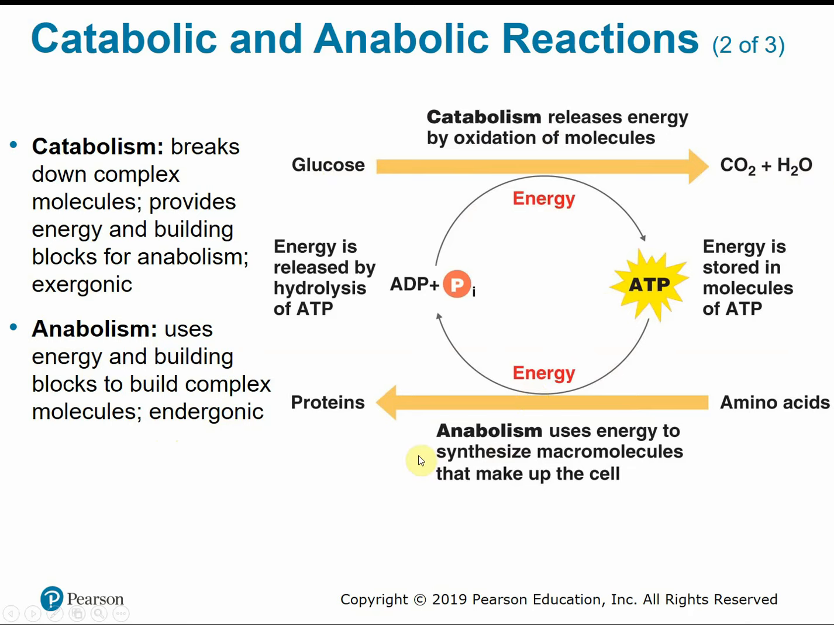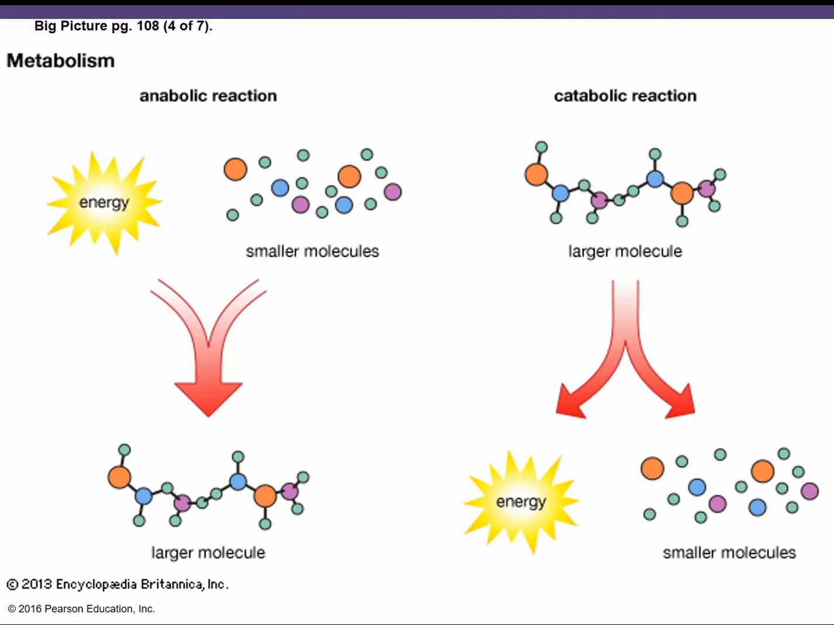Think anabolic steroids that bodybuilders use to build muscle. Anabolic reactions are building up new, more complex molecules. They're going to need the energy that was produced by our catabolic reactions. This is what I mean when I say they're kind of like a coupled reaction. Our first set of reactions provides the energy and the ingredients, the building blocks, for our second set of reactions. Here is another example of anabolic and catabolic reactions.